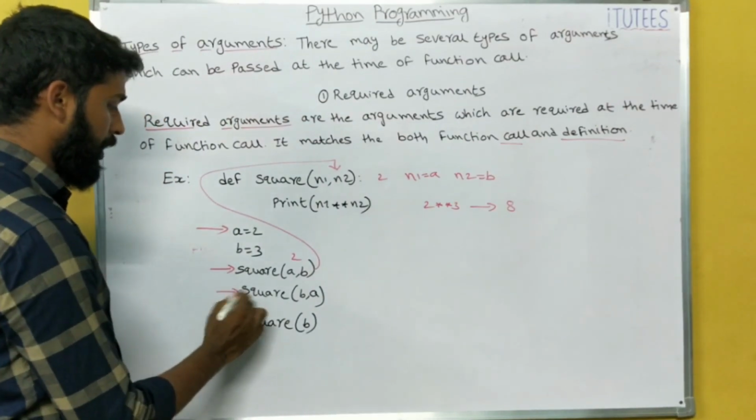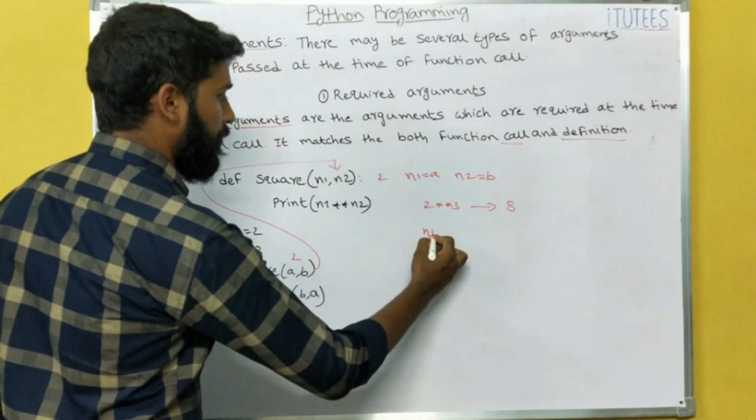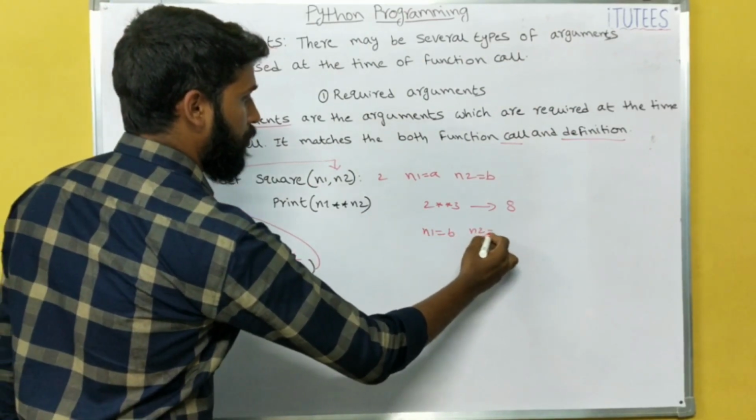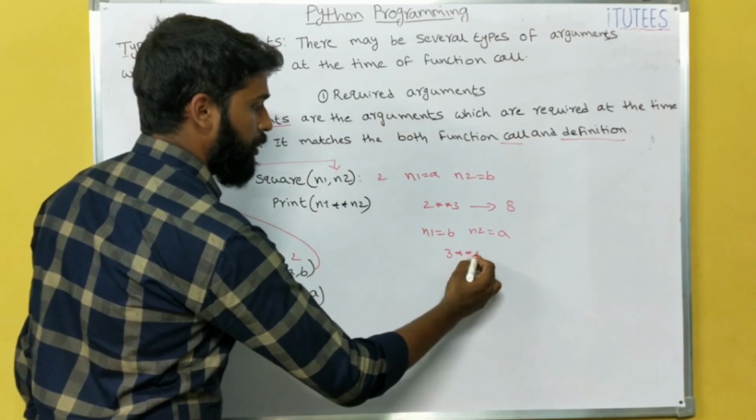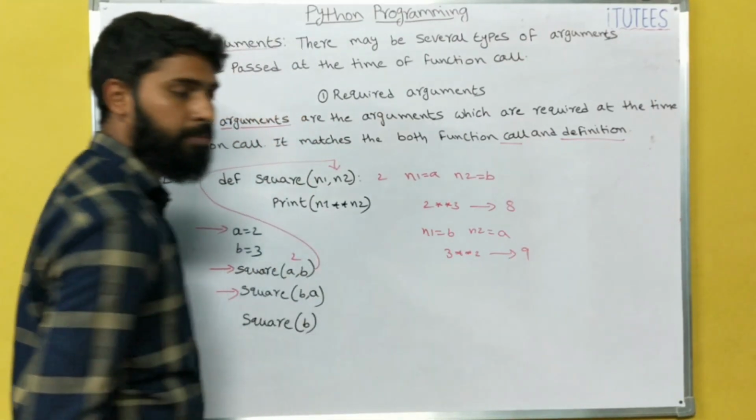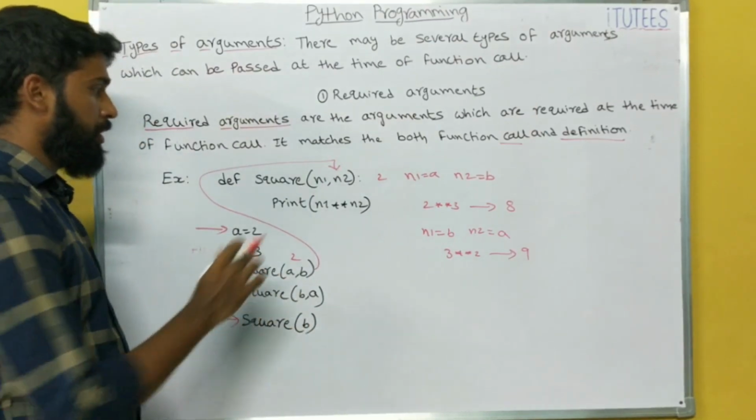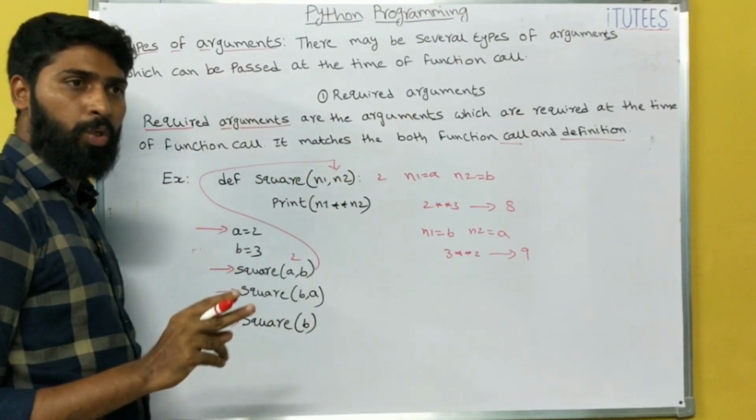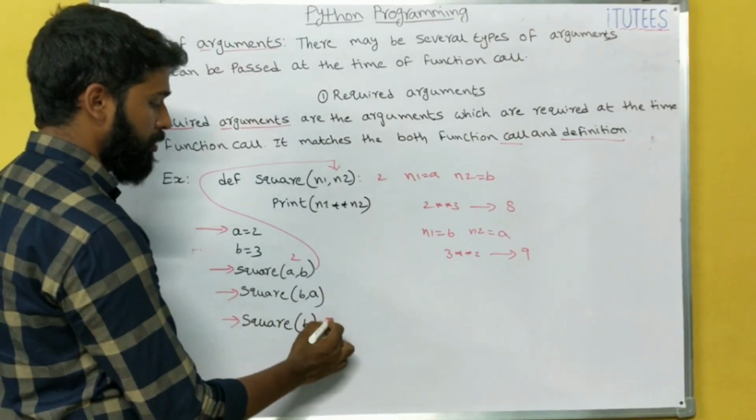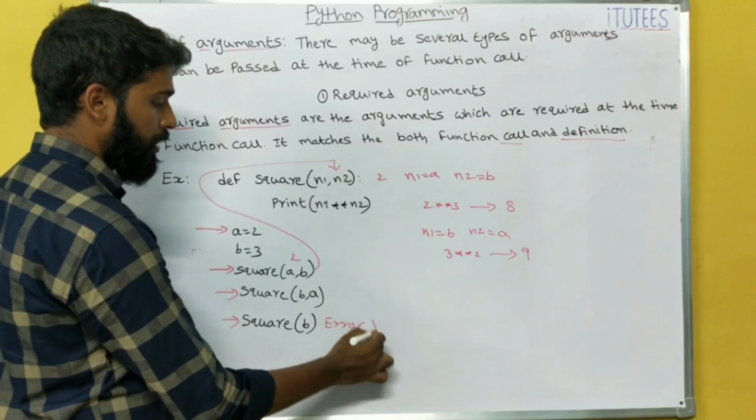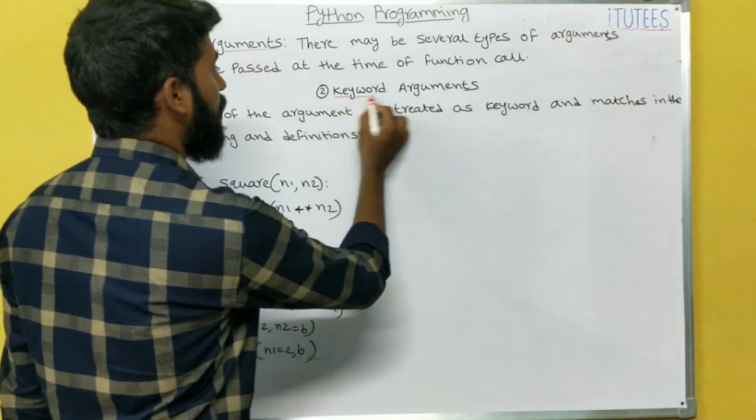In the next function call, square b comma a. That means now n1 equals b, n2 equals a. So that means 3 power 2. It prints 9. If I call square with only one argument: how many arguments are in the definition? 2 arguments. How many arguments are we passing? Only one argument. So it returns an error. Now we can see keyword arguments.